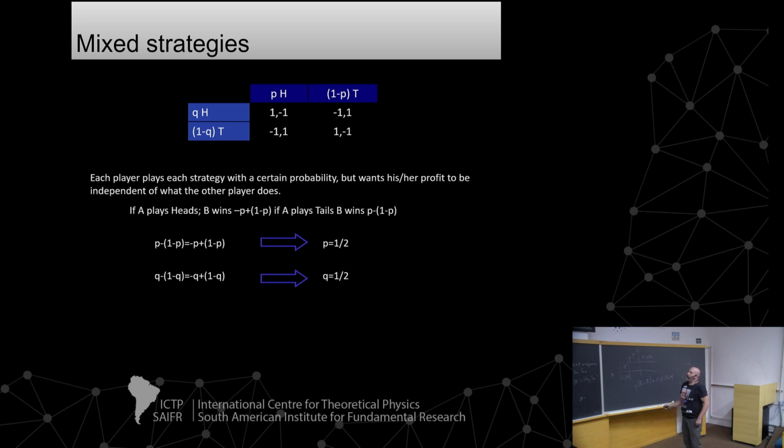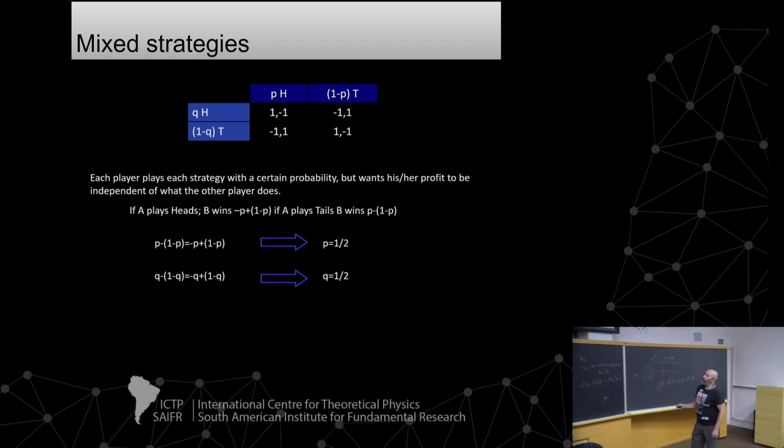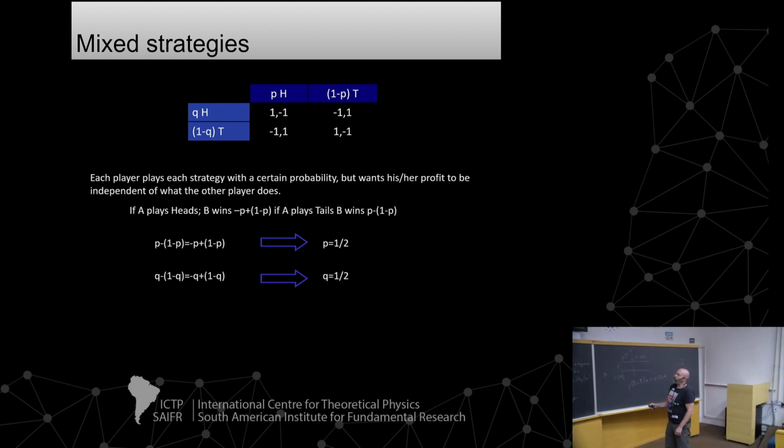So the idea is that I want the payoff of the player B and the player A to be independent of what the other player does. Why independent? Because I want to reach a situation where, independently of what the other player does, there is nothing I will win. So this is the Nash equilibrium, because there is no incentive for me to change the strategy. So what I want is for this to be independent of what the other player does, and this to be independent of what the other player does.